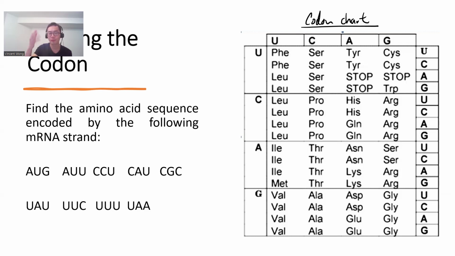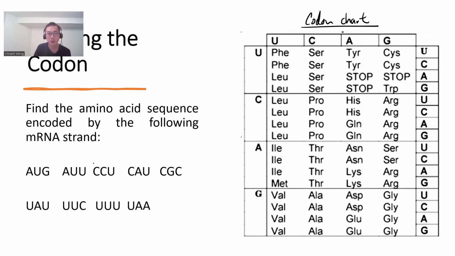Let me rephrase your question. I think you're asking me, is AUG the first codon for all proteins? Yes, it's correct. Yeah, because it's the start, right? It's the beginning, right? Okay.